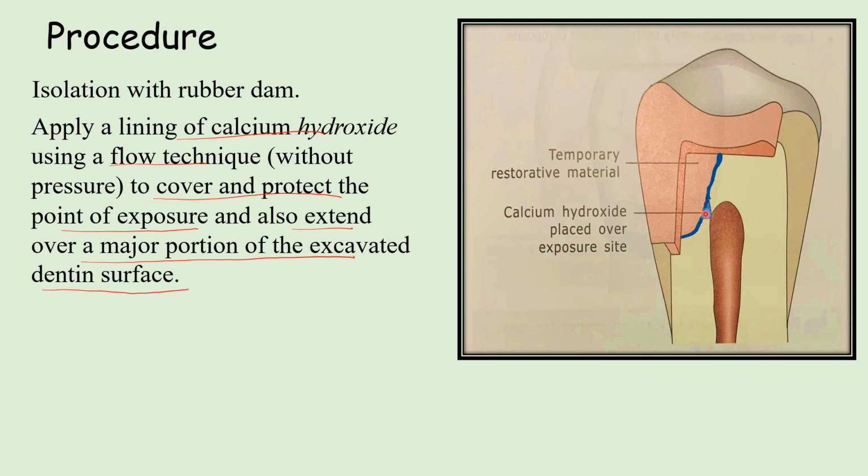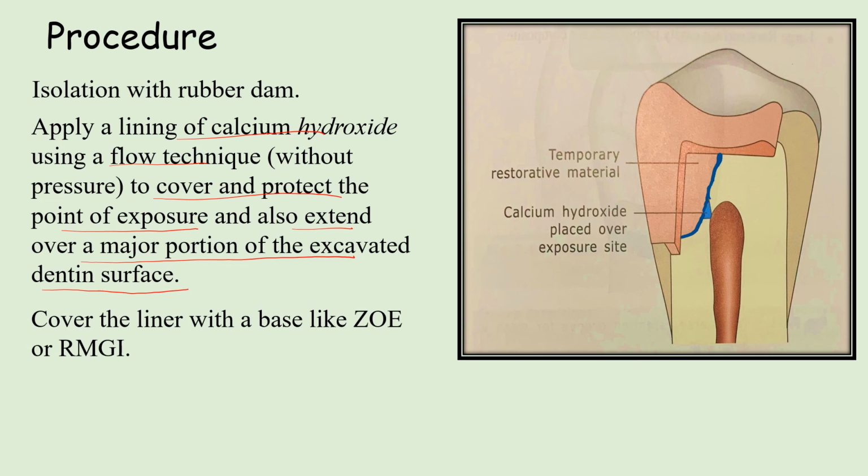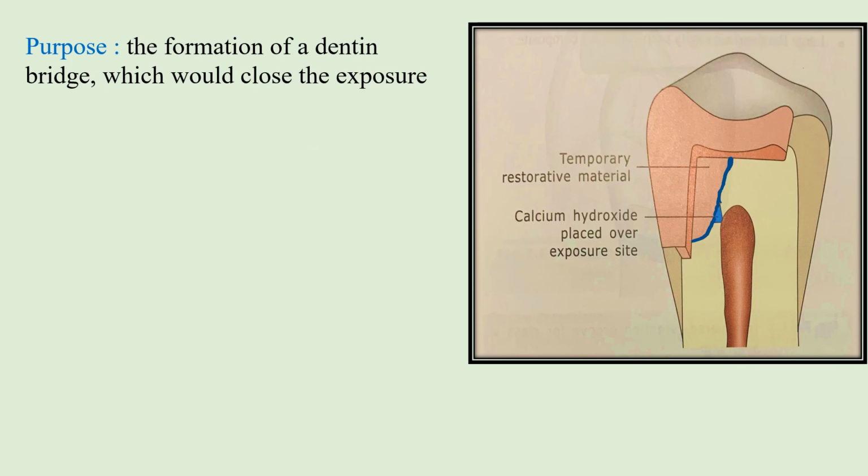I want you to look at the diagram. Now you can see there is calcium hydroxide applied right on the exposure site plus on most of the excavated surface. The purpose of this is so that in case there is any other microscopic exposure which has gone undetected, it also gets covered. Now this calcium hydroxide layer is then covered over by a layer of temporary restorative material, which can be zinc oxide eugenol or resin modified glass ionomer cement. The purpose is formation of dentine bridge which would close the exposure.